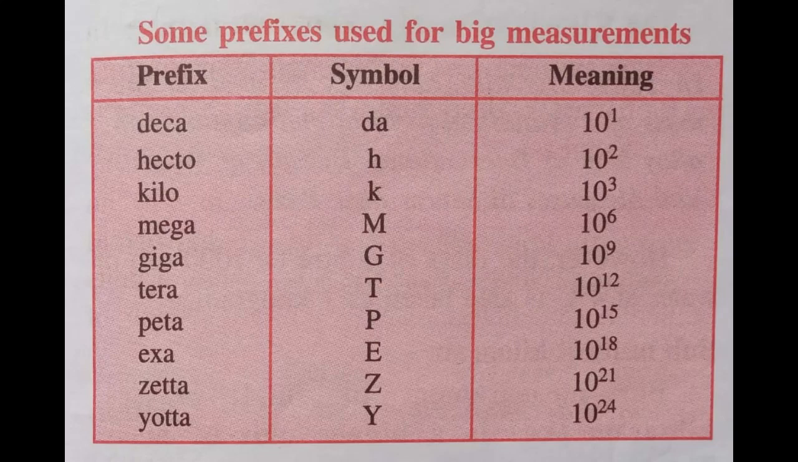Mega, capital M, 10 raised to 6. Giga, capital G, 10 raised to 9. Tera, capital T, 10 raised to 12. Peta, that is capital P, 10 raised to 15. Exa, capital E, 10 raised to 18. Zeta, capital Z, 10 raised to 21. Iota, capital Y, 10 raised to 24.